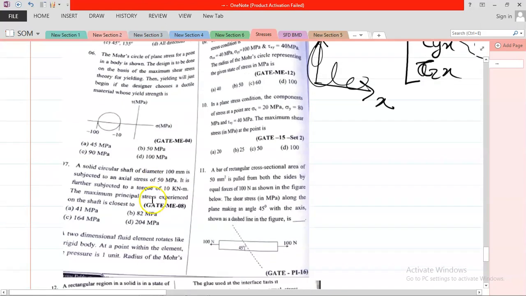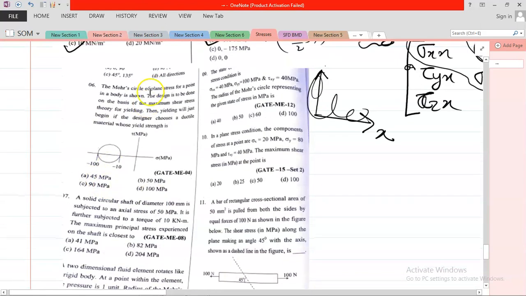So the next question is, the Mohr circle for a stressed body is shown in this figure. Okay, you need to find the maximum shear stress. The design is to be done on the basis of the maximum shear stress theory, and the yielding will just begin in the design of a ductile material whose yield strength is. So you need to find the maximum shear stress.